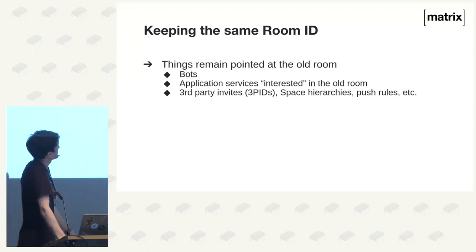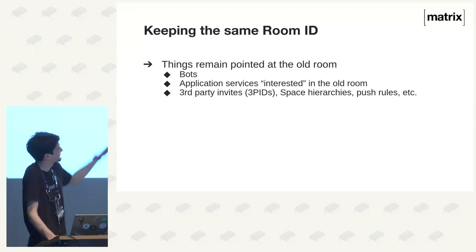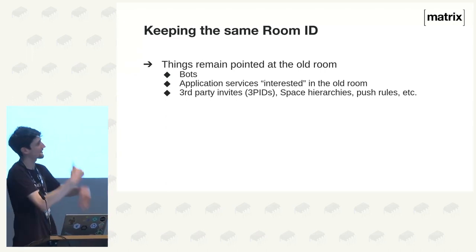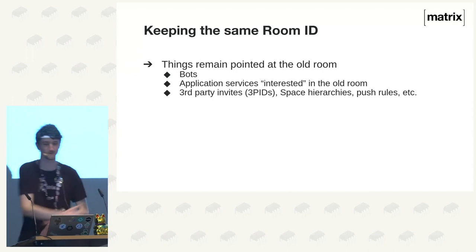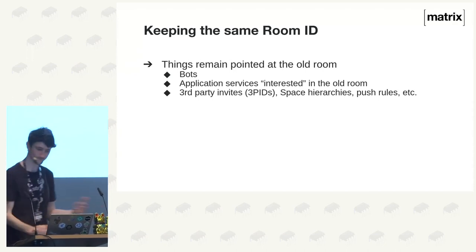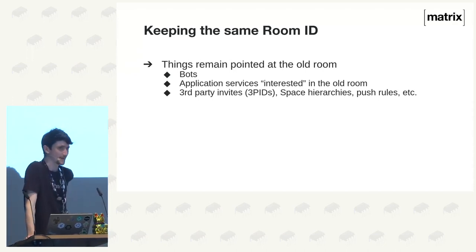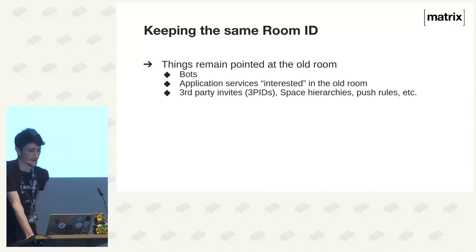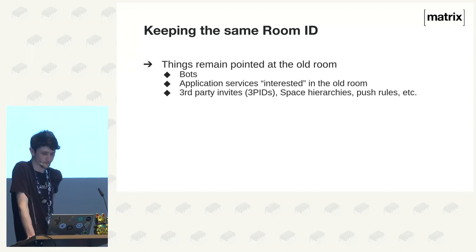Third-party IDs, space hierarchies, user room IDs, push rules, which is how you get notifications. All that gets reset when the room upgrades. I mean, we try to copy over some of this manually on the home server, but it's really piecemeal. So there's just a tendency for things to get left behind. So how could we make this better?